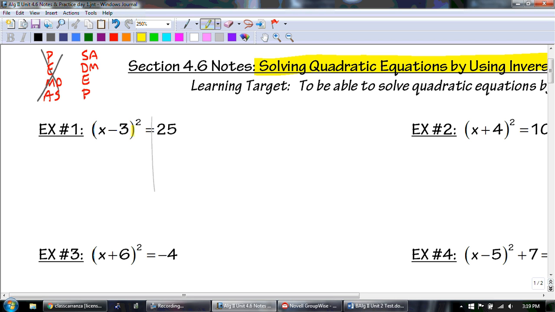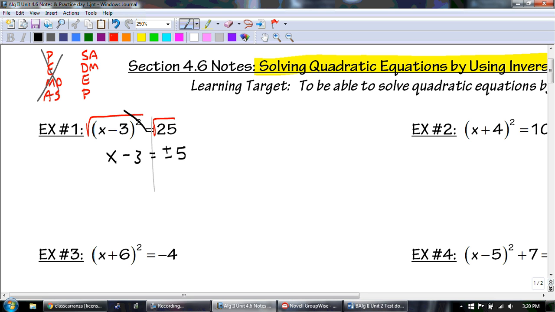I have nothing outside of the parentheses except for a square. That's an exponent. So to get rid of exponents, I need to do the square root. And when I take the square root of 25, I actually get two numbers. Okay? So on the left side, those cancel out. And the square root of 25 is a positive and a negative 5. I don't know which one it is. It could be either one.